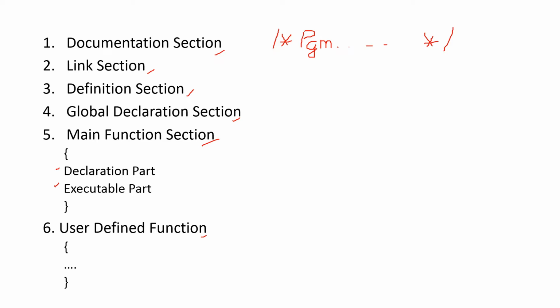Next is the link section. In all programs, at the top you might have seen header files, that is #include stdio.h. You might have seen that, right? .h means that it is a header file. And the use of this header file is that it is very difficult to write all the statements or all the code within the main program itself, where you are writing.